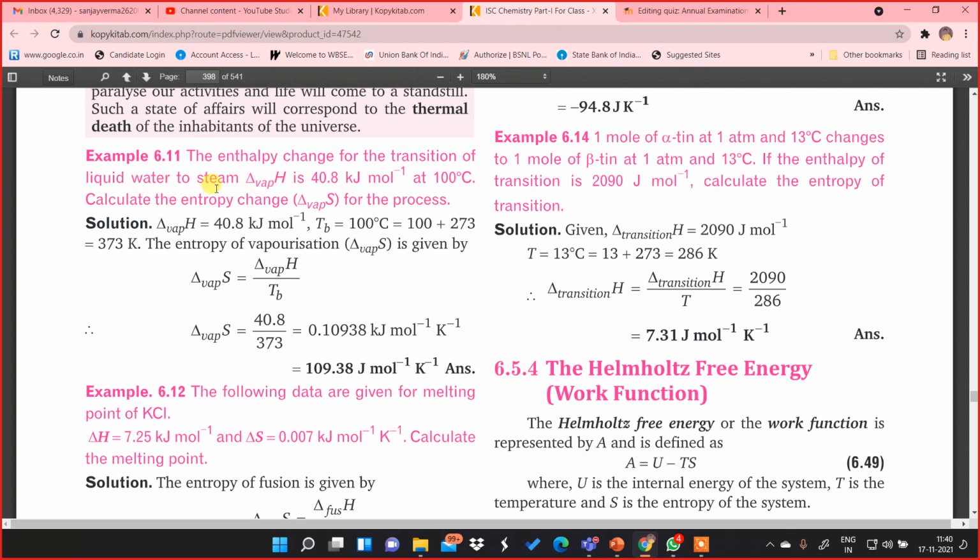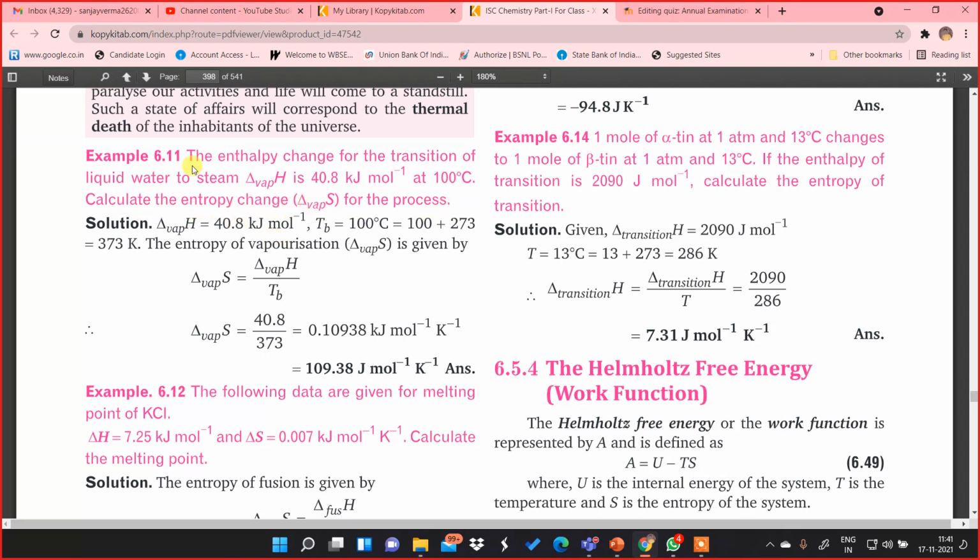Liquid water is changing to steam, that is vaporization is happening. The enthalpy change, that is delta H vaporization, is 40.8 kilojoules per mole at 100 degrees Celsius, means 100 plus 273, that is 373 Kelvin. They are asking us to calculate the entropy change for the process.